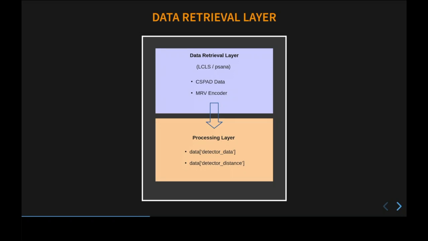Now, if we move to another location, for example, LCLS, where the detector is a completely different one, and the detector distance is a readout from an encoder, the data retrieval layer makes sure that this is shown exactly in the same way to the processing layer. So in a way, you don't have to care where the data comes from and what it looks like. It's always shown to you in the same way.